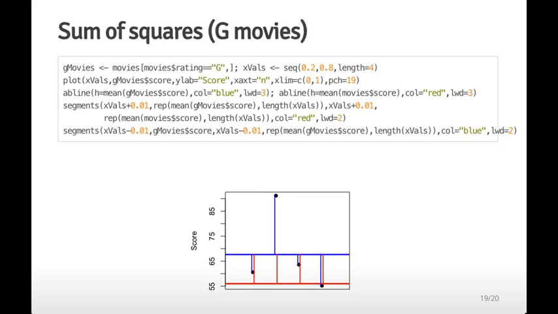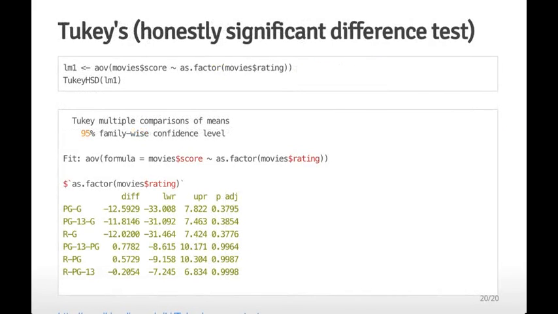Last, I'm going to talk very briefly about Tukey's honestly significant difference test. This is used, I would say, somewhat less frequently than just a basic ANOVA. What this analysis does is, again, it's a sort of ANOVA analysis. This is another way to perform an ANOVA, using the AOV command, where again I've related the movie score to a factor variable for the rating.